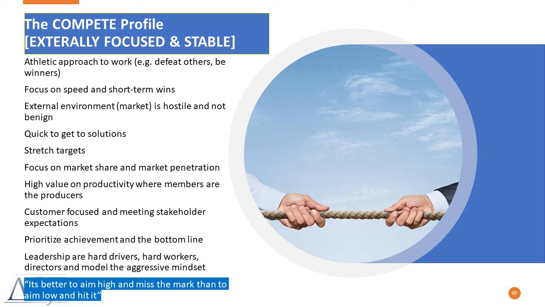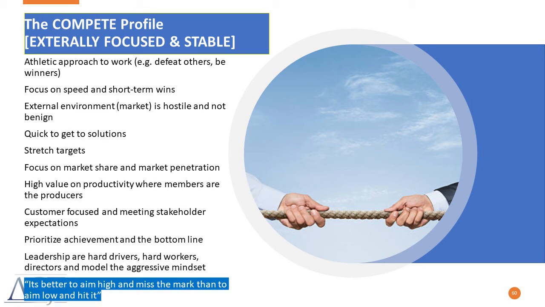This might be the part of your organization that has a little bit of competition with other systems, looking at other systems and saying, we can be better than that, or we can do better than that. And in these types of cultures, the leadership are really the hard drivers. They're really the driving, production-oriented, aggressive-mindset type of leaders.